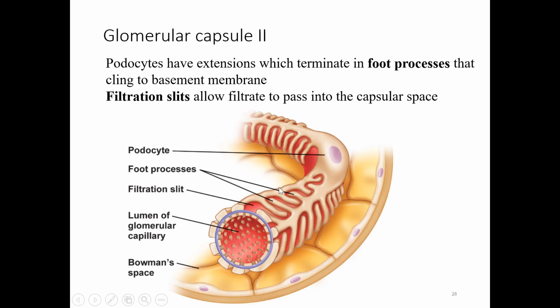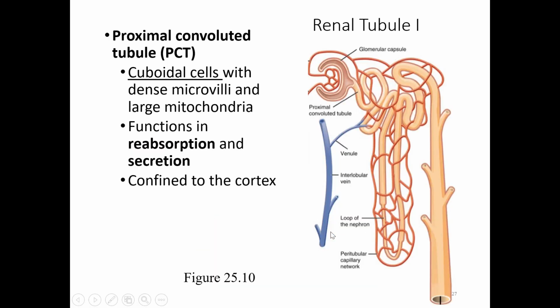And each of those processes, extensions, also has smaller ones, which we're calling foot processes. Those foot processes, between them, have filtration slits. Those filtration slits allow the liquid part of blood, some blood plasma and substances, to go out of the capillaries through those slits right here into the glomerular capsule.